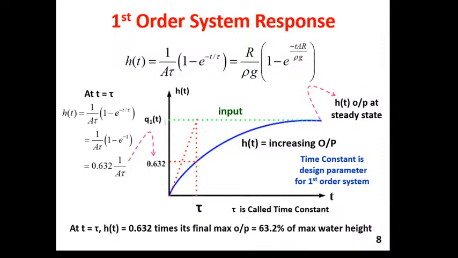Finally, towards the end it is written that at t is equal to tau, the height of the fluid in the transient region is 0.632 times its final output, or 63.2% of maximum water height. For a faster system the time constant will be less, for a slower system the time constant will be more. Generally in control systems, if the time constant of a system is 5 seconds, then around 5 times that, about 25 seconds, the system goes into steady state.